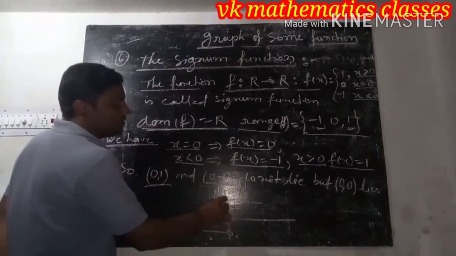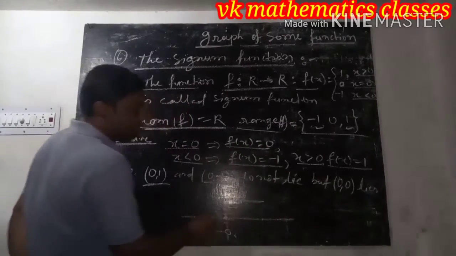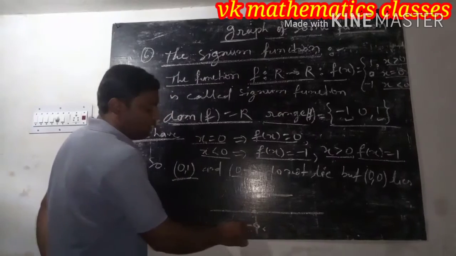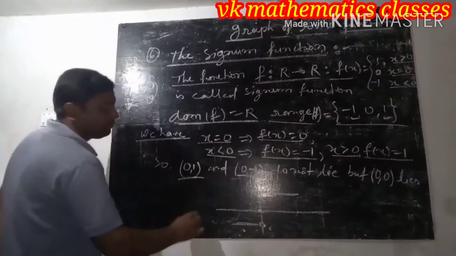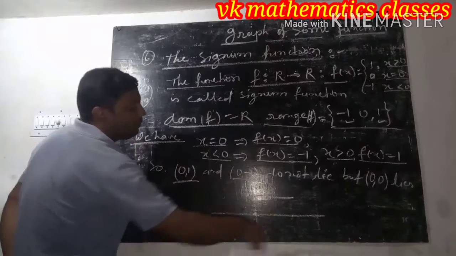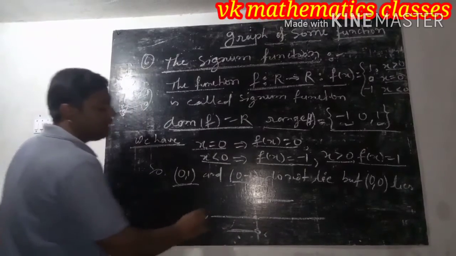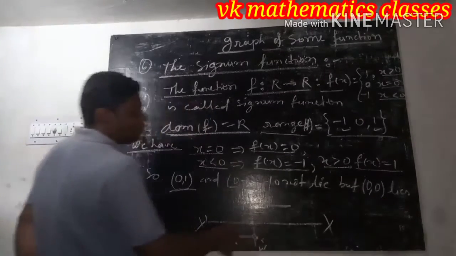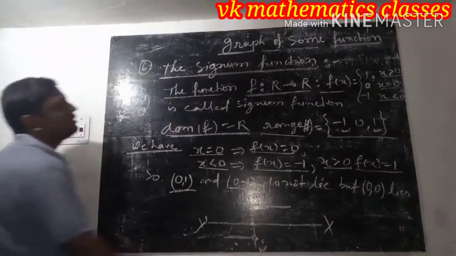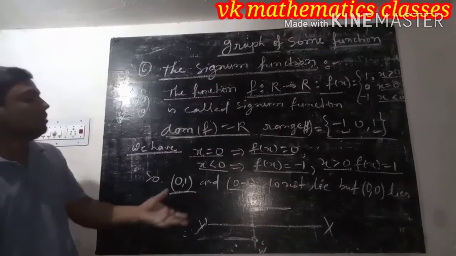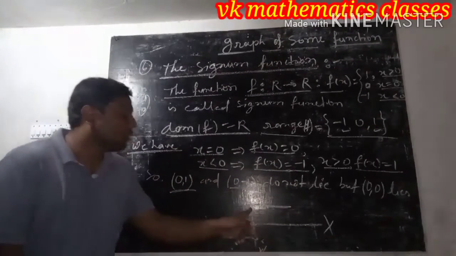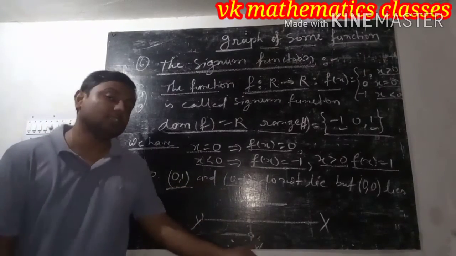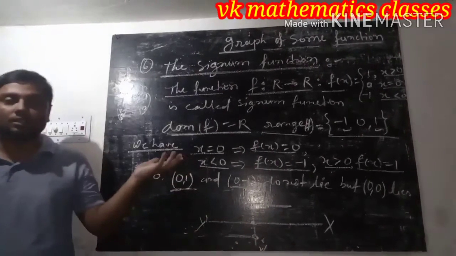So 0 does not exist on the graph, so this is the constant function graph, and minus 1 is not equal to 0, but it is the graph here. So this graph, with x', x, y and y', is known as the signum function graph. Also remember that the points (0, 1) and (0, -1) do not lie on this graph.